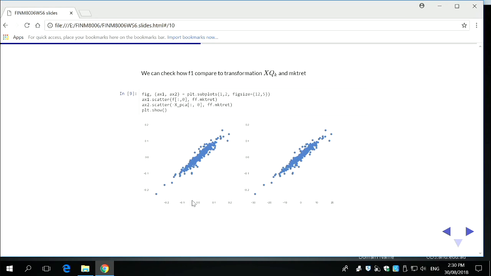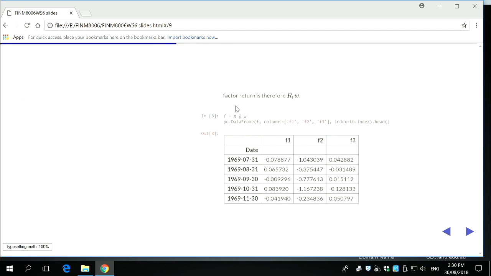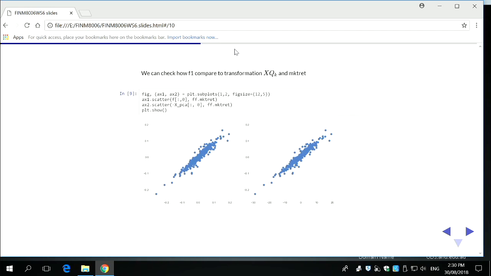Another way to get the factor returns, as we talked about, is just to take this PCA projection. This is really x times the eigenvector. In the lecture notes, we have this x times the Q of k, where Q of k is the k columns of the first k eigenvectors. This is also a way to get the factor returns.